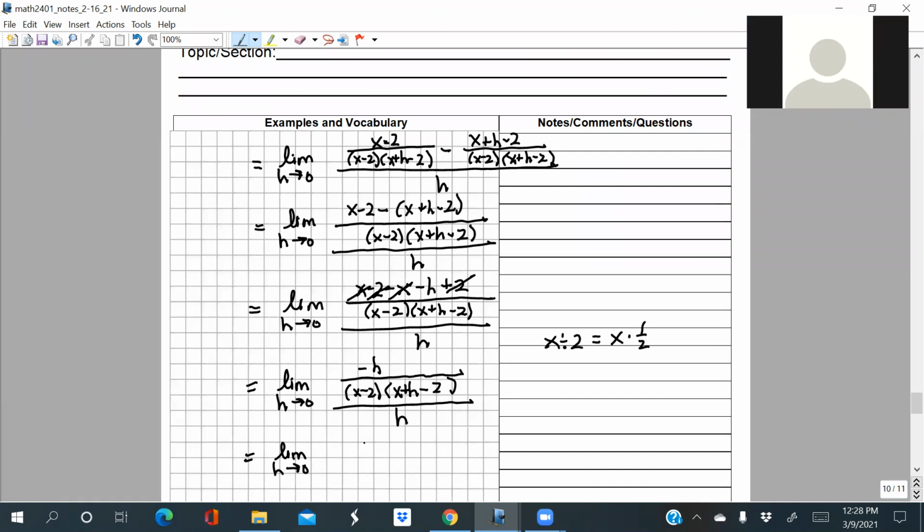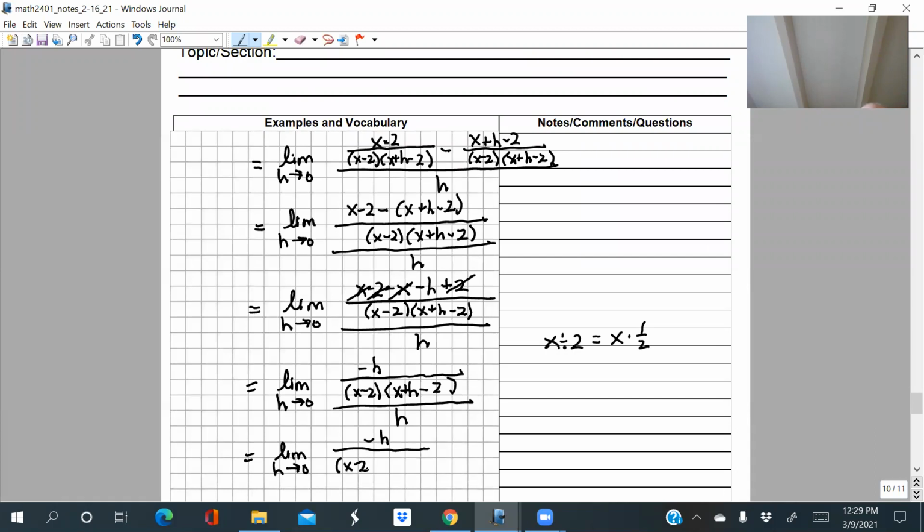Dividing by h is the same as multiplying by what? 1 over h. And that's a real important observation. Of course, it comes from grade school, but it's still useful in college. Dividing by h is the same as multiplying by 1 over h. So instead of writing this as this big fraction divided by h, I'm going to write it as this big fraction times 1 over h.